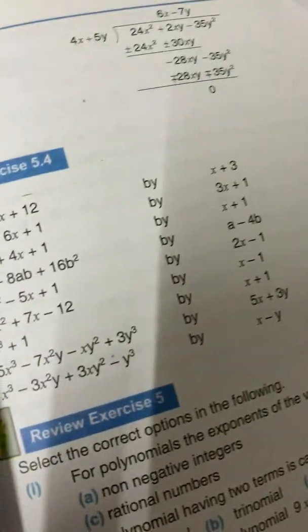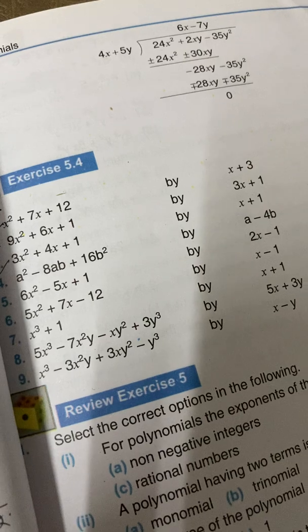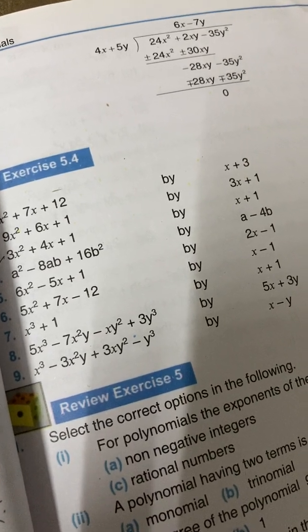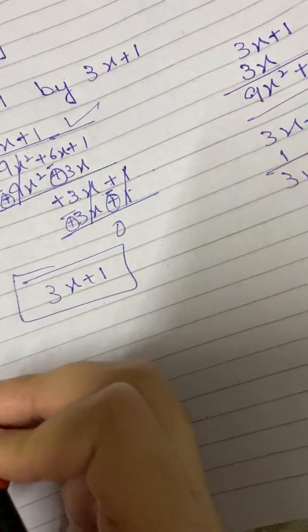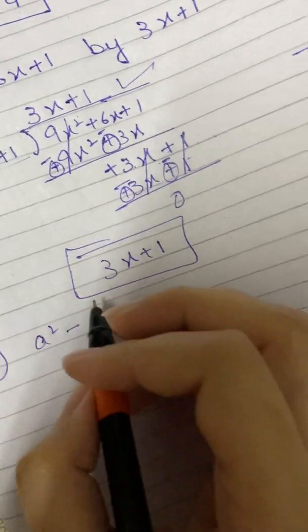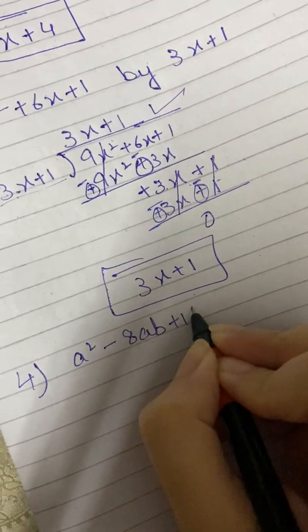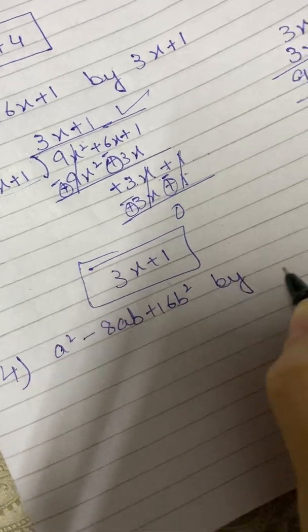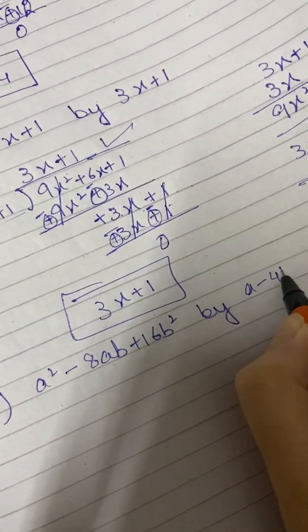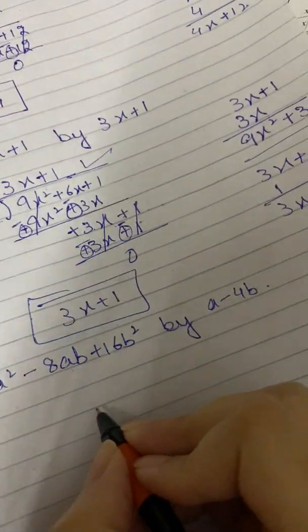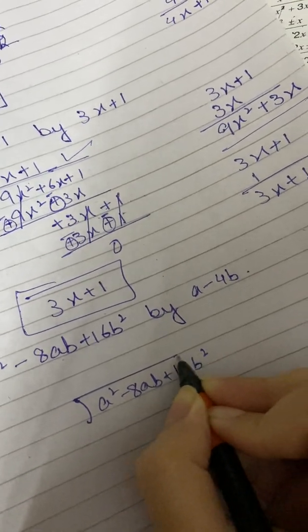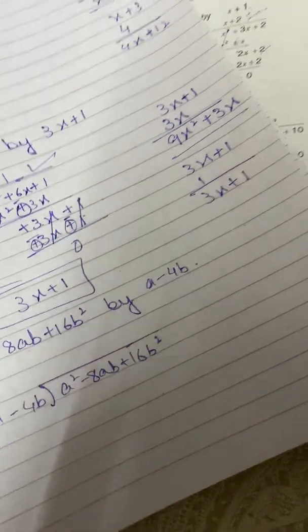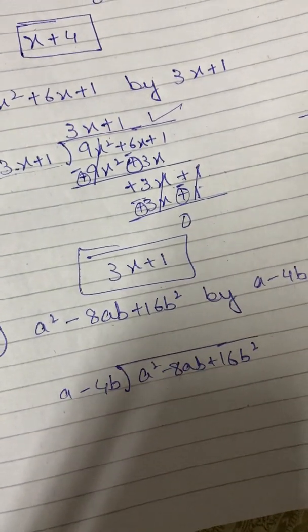Okay, so next I'm going to solve question number 4, in which we would have negative numbers as well. This is your question number 4: a square minus 8ab plus 16b square, and we have to divide this polynomial by a minus 4b. So first we will write it like this: a square minus 8ab plus 16b square, and the divisor is a minus 4b.